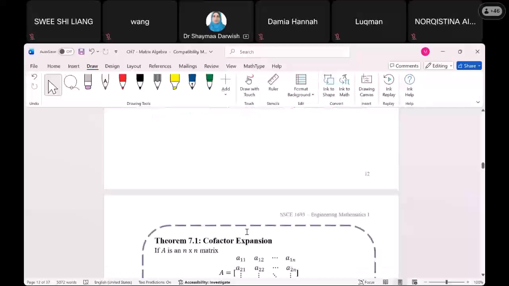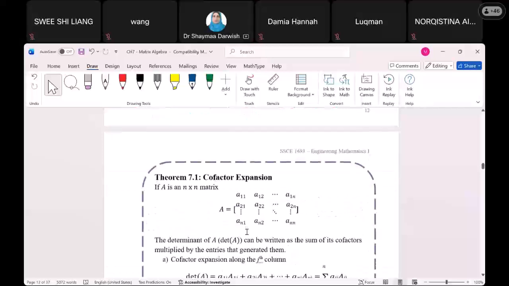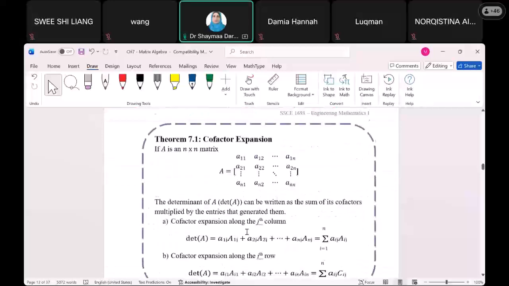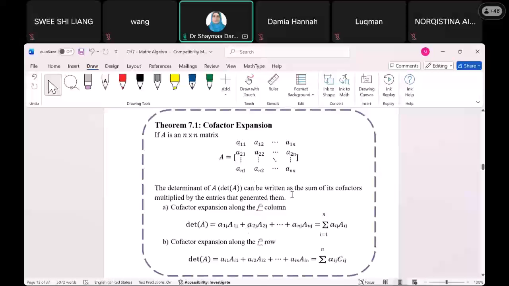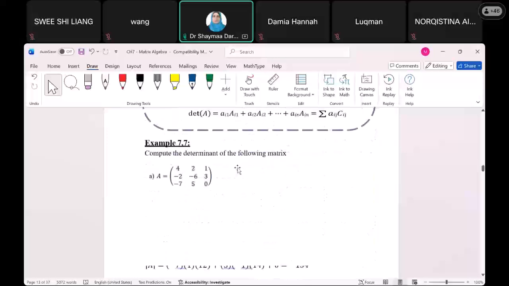Now I will use the cofactor to find the determinant of the matrix. So how to do this one? You need to choose any row or any column in your matrix, then find the cofactor of the elements in that row or the cofactor of the elements in that column you choose.